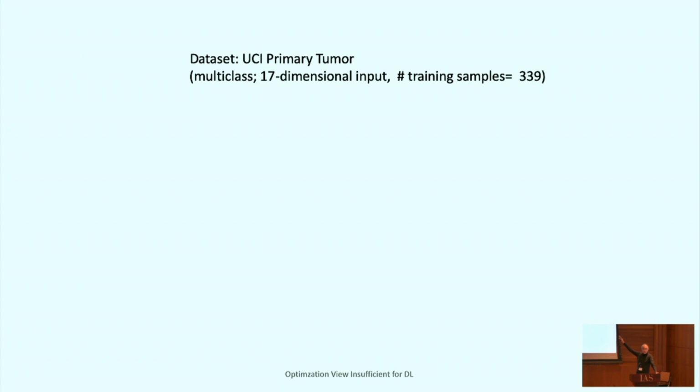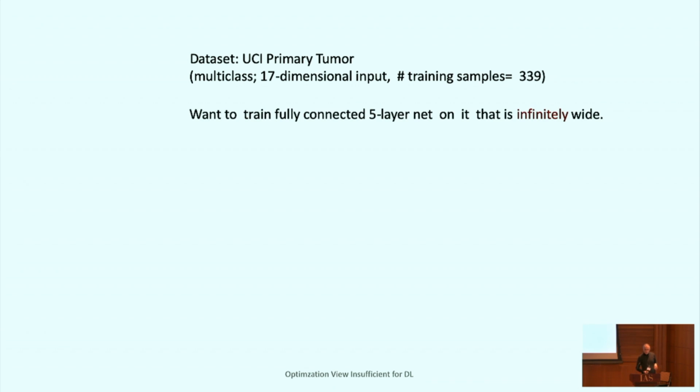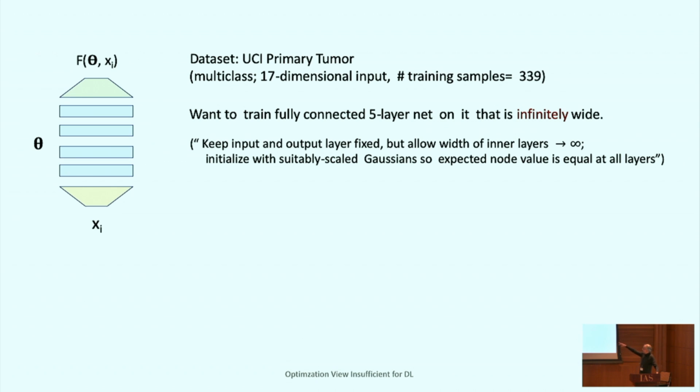So there's a classic UCI data set, data sets which people used to use 10, 20 years ago. So this is one problem in it, multi-class classification, 17-dimensional input. These are tiny data sets, 339 training samples. All right, we're going to train a fully connected 5-layer deep net on it. And it's infinitely wide. So it's 5 layers like this, and these layers are going to infinity. So it's some kind of a mathematical limit that you're going to initialize with suitably scaled Gaussians, all of these layers, so that the expected node value is equal.